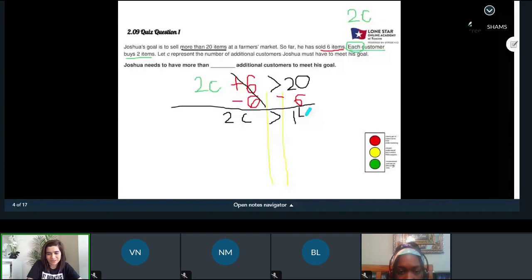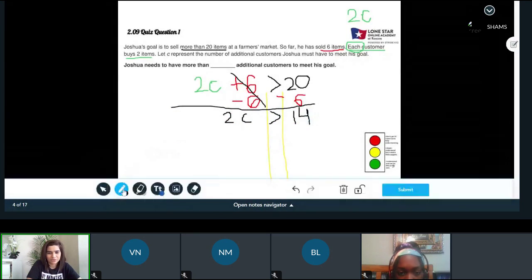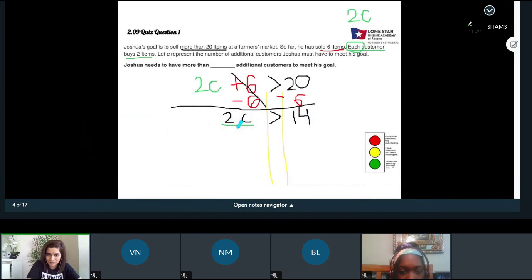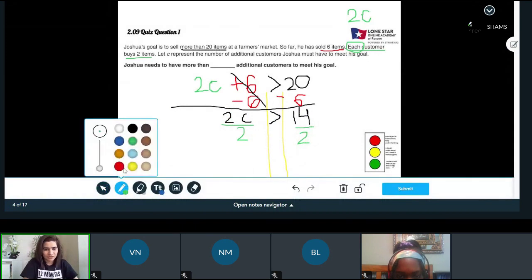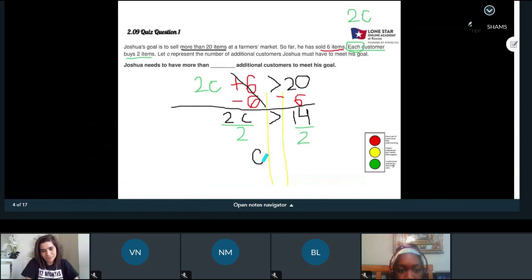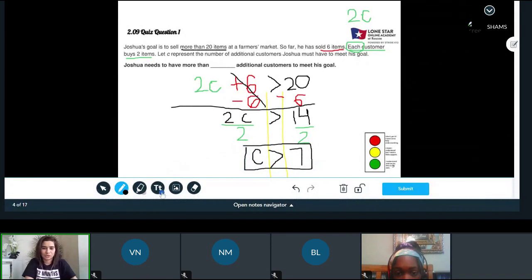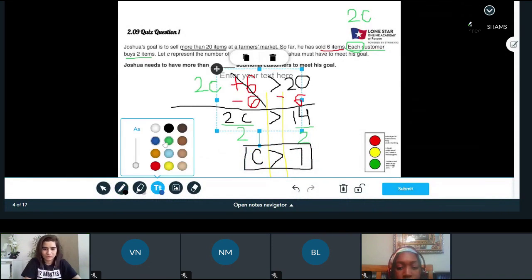To get c by itself, you want to divide both sides by 2. You'll divide both sides by 2. And 2c divided by 2 gives you 1c, or we just tend to write down c, has to be greater than 14 divided by 2, that is 7. Therefore, Joshua still has to have more than 7 additional customers to meet his goal.